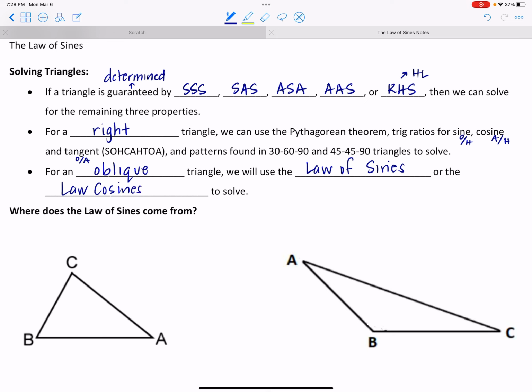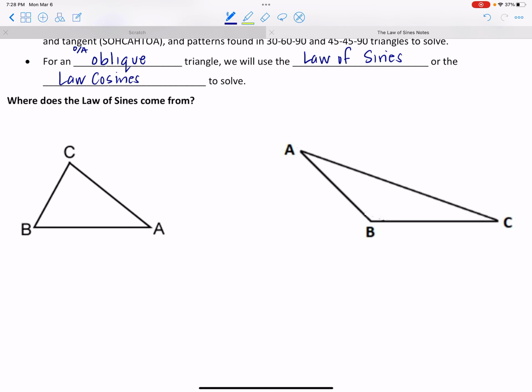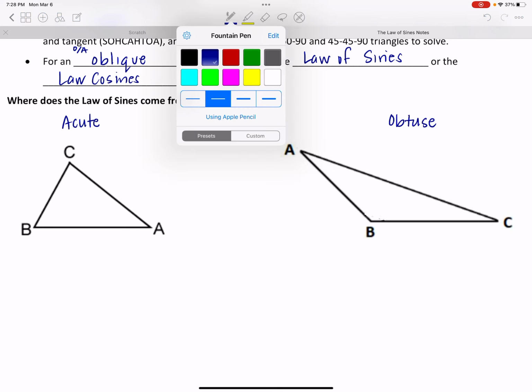Okay? So before I just give you the formulas, I want to show you where the law of sines, where these formulas are coming from. And remember, obliques can be one of 2 cases, so I'm going to show you in both cases. I'm going to show you how it works if we have an oblique triangle that is acute, or if we have an oblique triangle that is obtuse. Either case, you're going to see the same thing unfold.